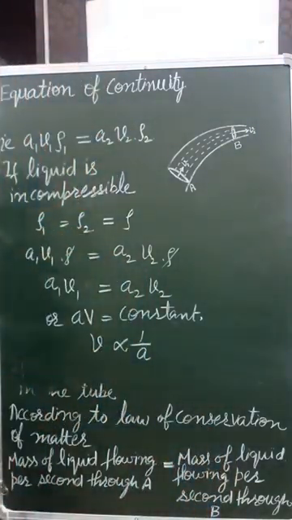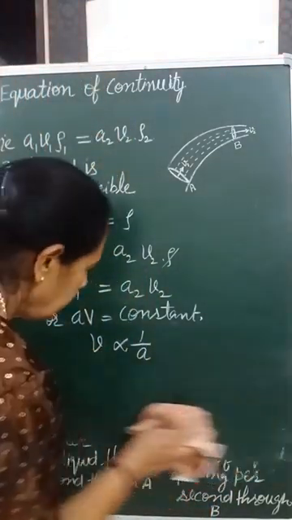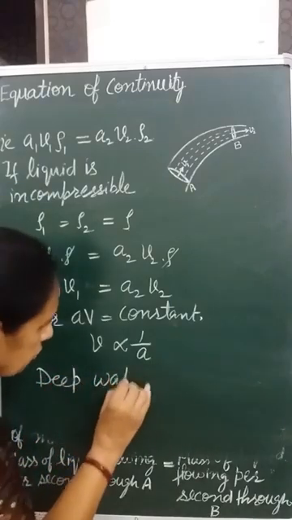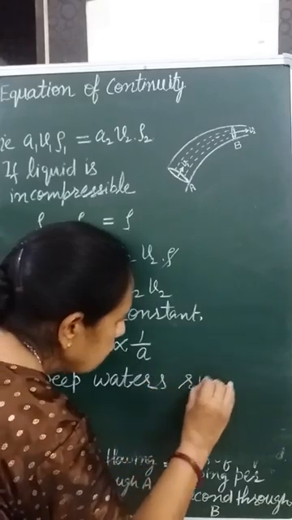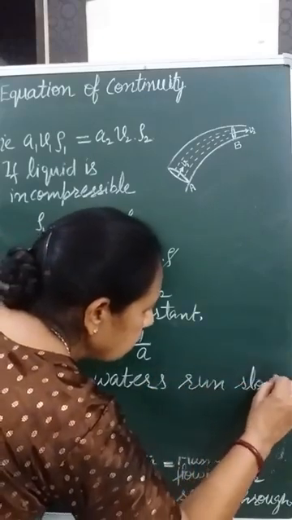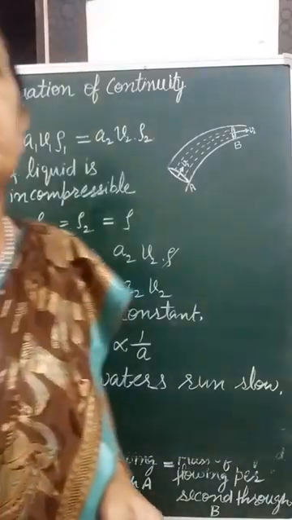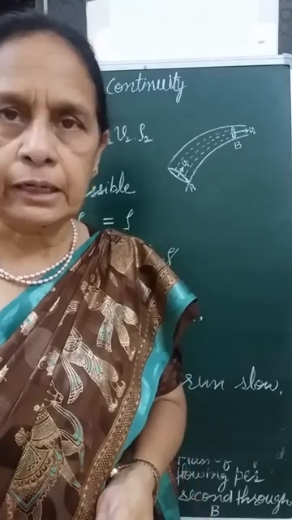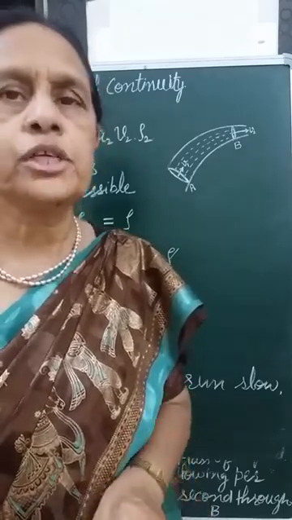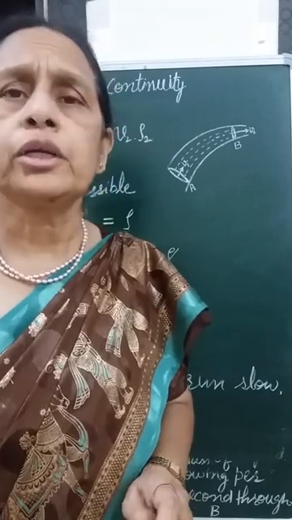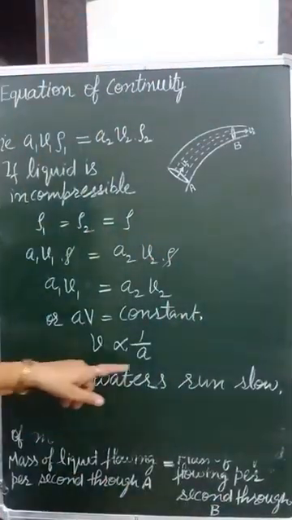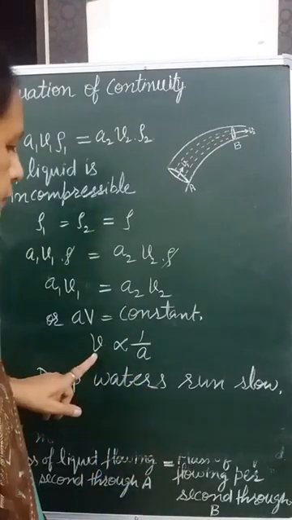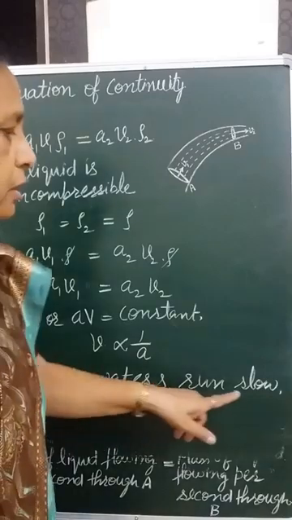Well, sometimes it is asked that explain that deep waters run slow. Explain it. See, when we go deep into a water source, say a river or canal, the area of cross section available to the flowing water increases. When area of cross section increases, velocity of the liquid, velocity of water in this case, decreases. So deep waters run slow.